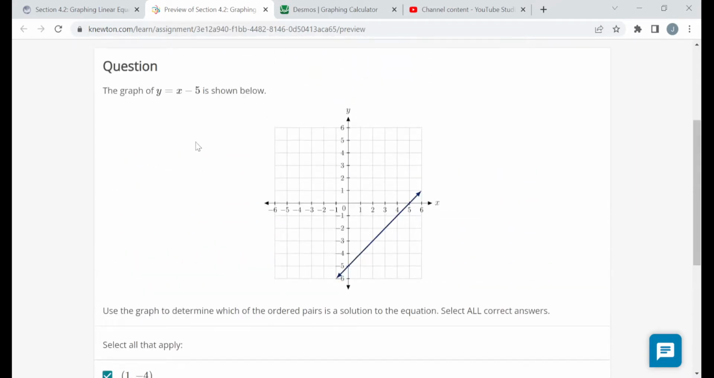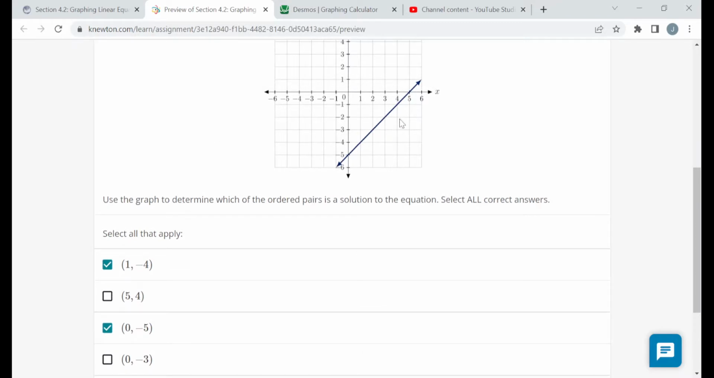They're solutions of this equation. They satisfy it. But that would also be an easy thing to do, to look at the graph and just see if these points are on the line that they drew. Is 1, negative 4 on it? So I go 1 on the x, negative 4 on the y. Yes, that point's on the line. How about 5, 4? Go to 5 on the x, 4 on the y. That's up here in quadrant 1. That's clearly not on the line, so I didn't highlight it.